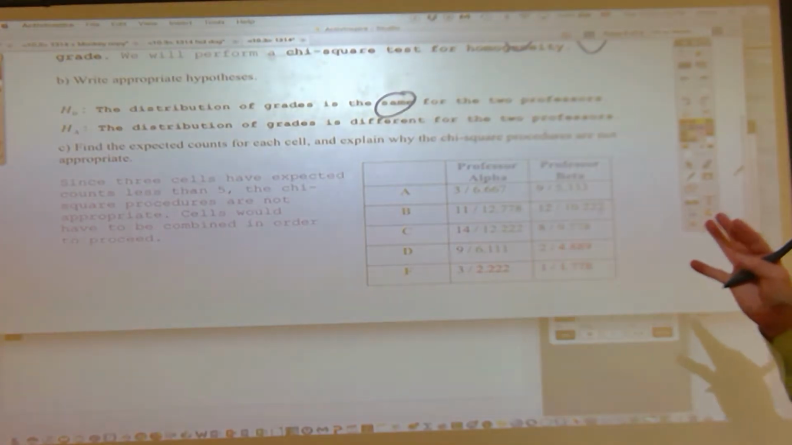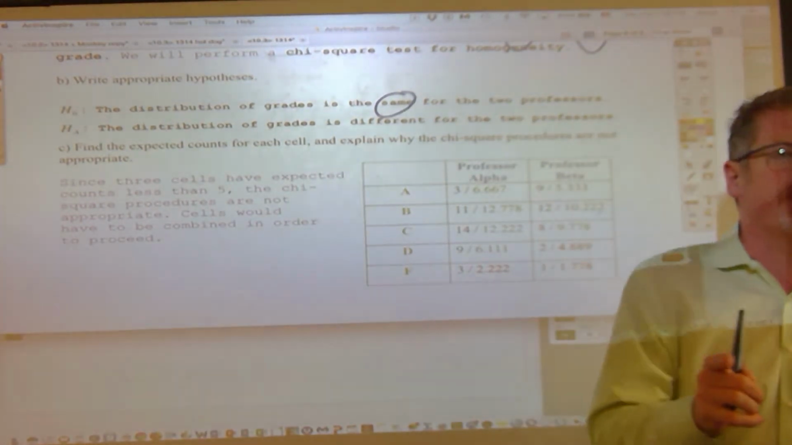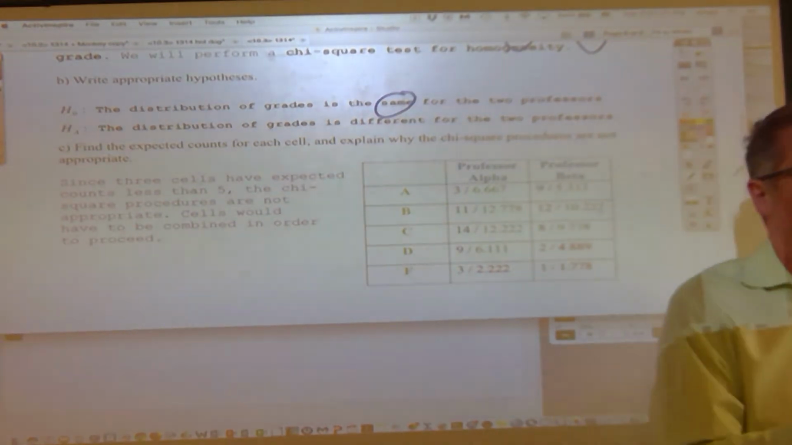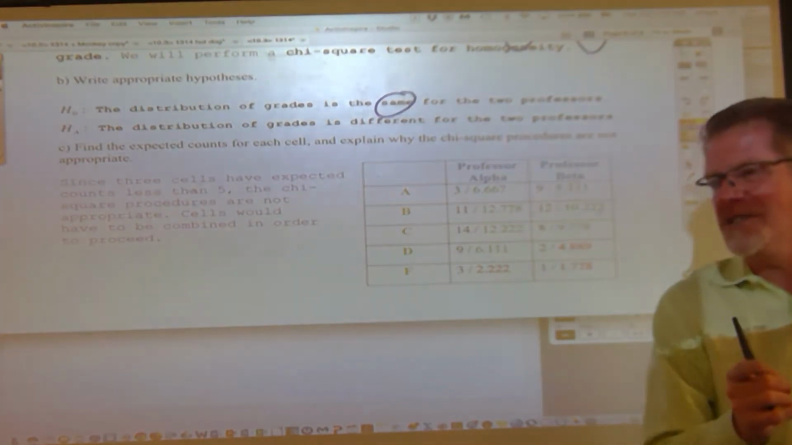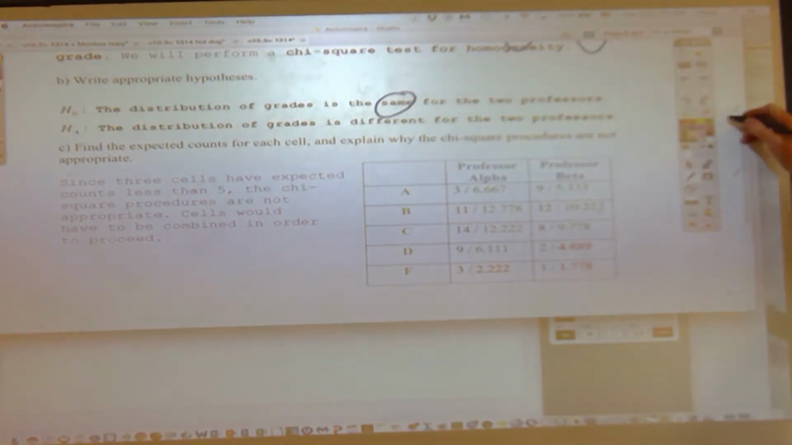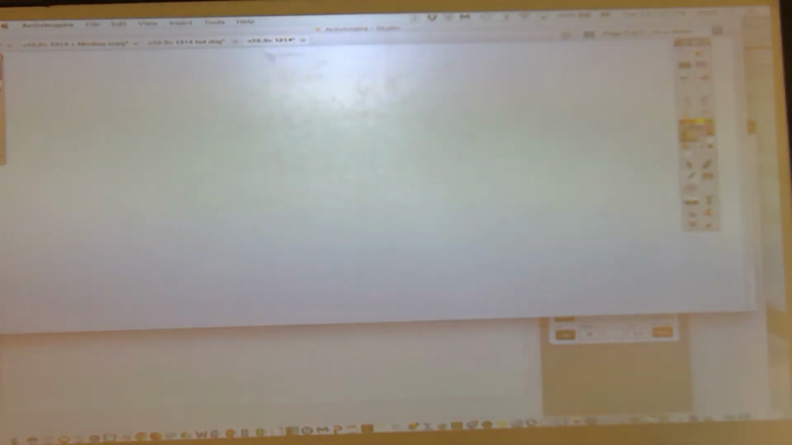So the whole purpose of that problem is to say, look, we really do care about whether you check the expected cell frequency condition, that all expected cell frequencies have to be greater than 5. So I believe that concludes, yeah, that's the end of that.